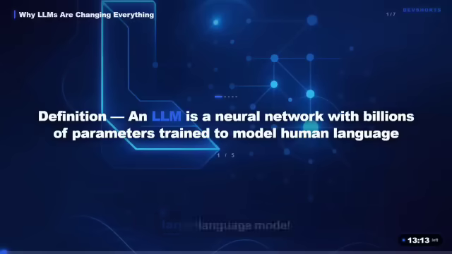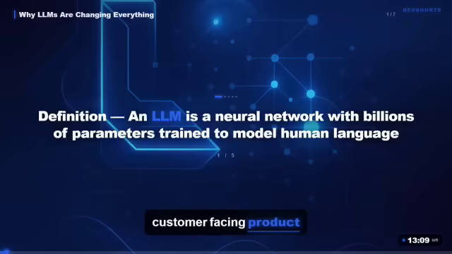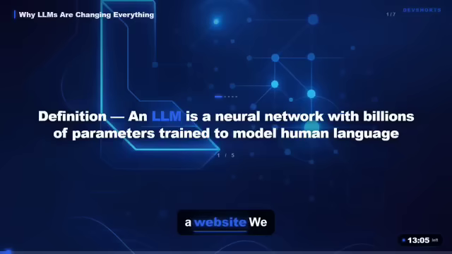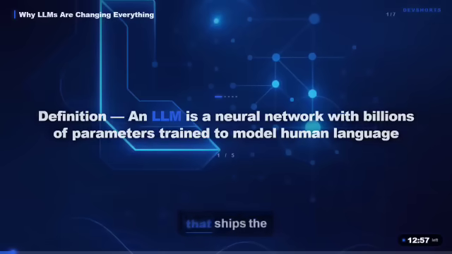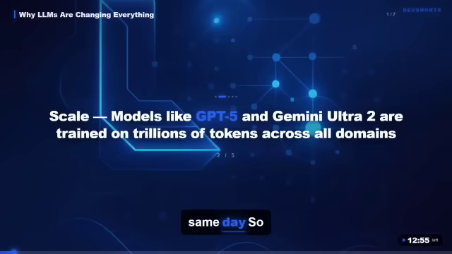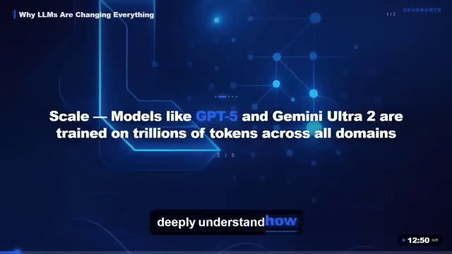embedded at least one large language model directly into a customer-facing product. We are not talking about chatbots duct-taped onto a website. We are talking about AI that writes legal contracts, diagnoses radiology reports, and generates production code that ships the same day. So what exactly is an LLM, and why should you, as a developer, deeply understand how it works rather than just calling an API and hoping for the best?